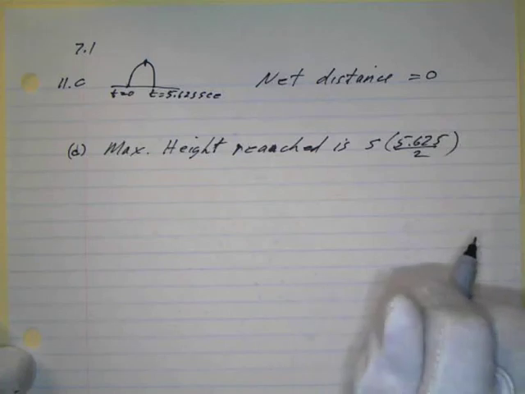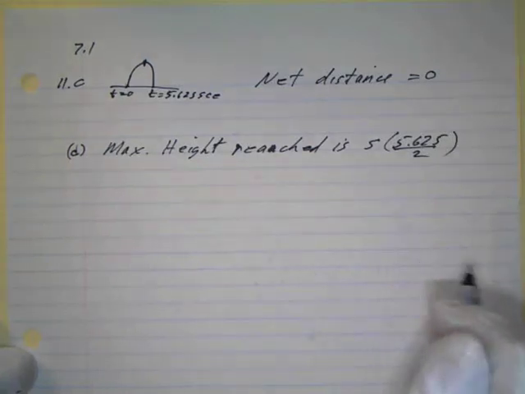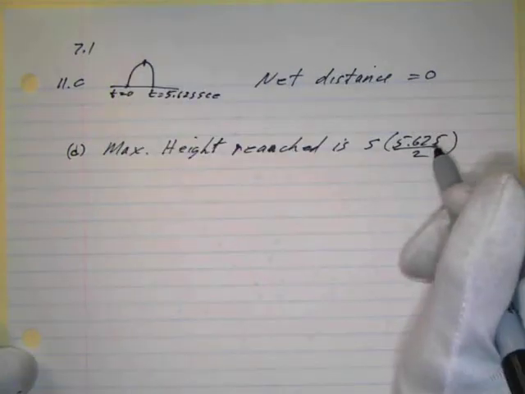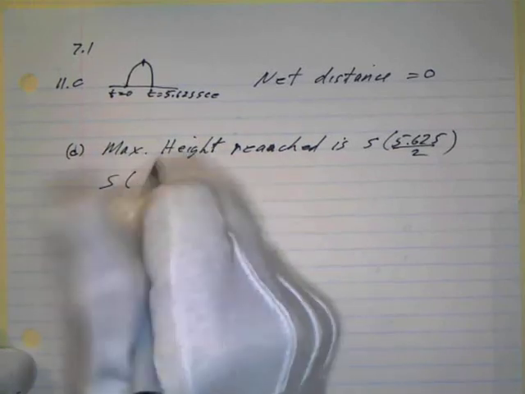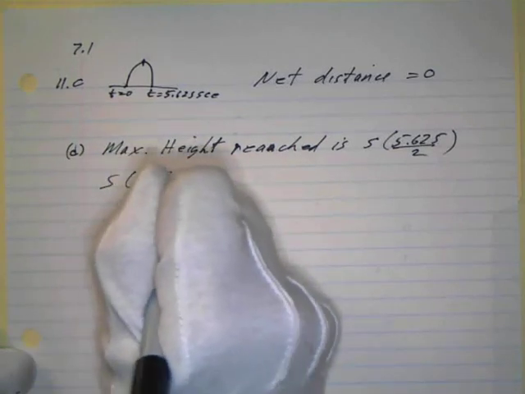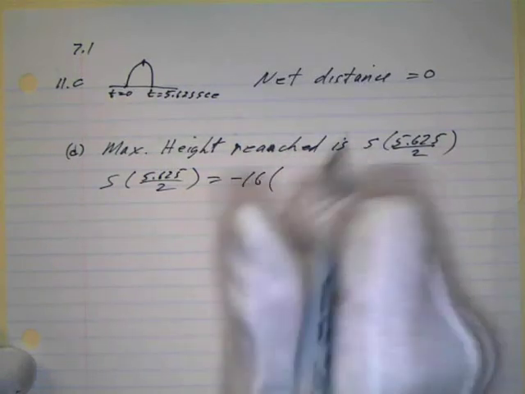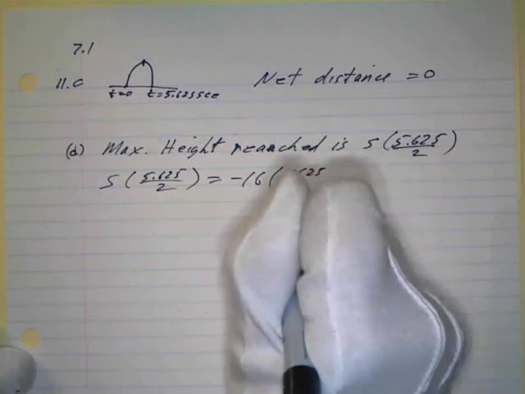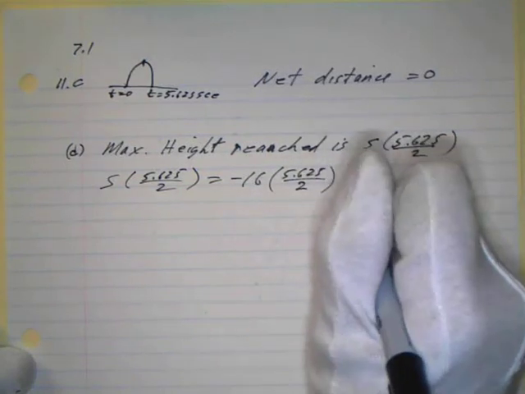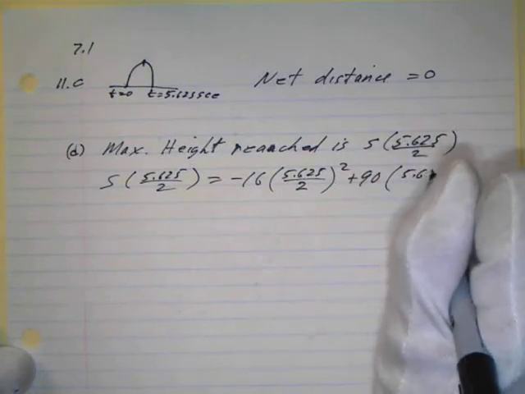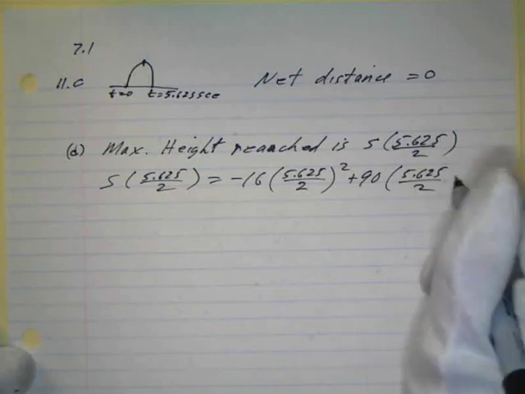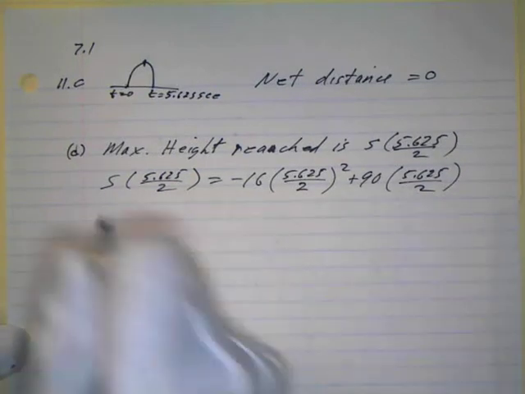Okay. So we can figure what the distance is to get to the top, and then we can just double it because we're going to go up and down. So this is the maximum height, so S of 5.625 divided by 2, and then we just put that in our position function: negative 16 times 5.625 divided by 2, squared, plus 90 times 5.625 divided by 2.